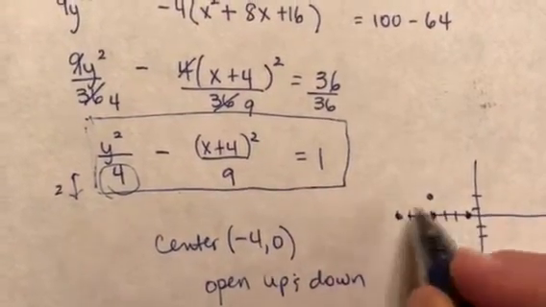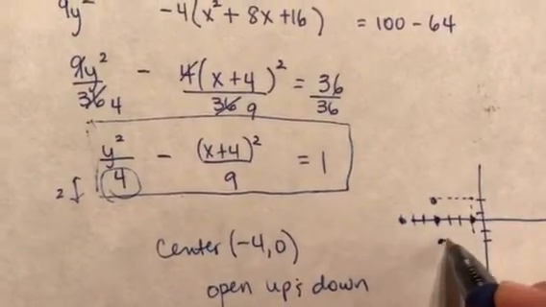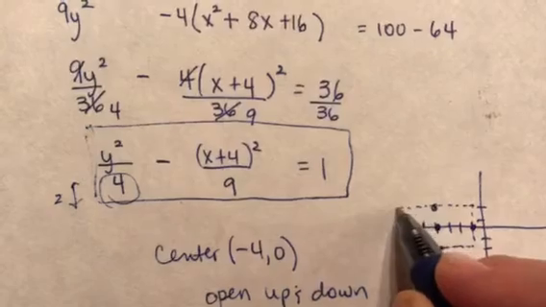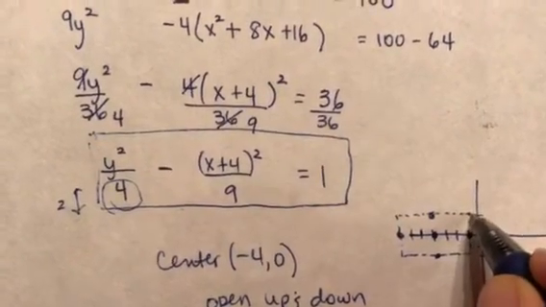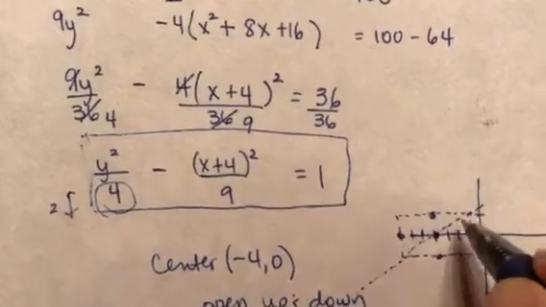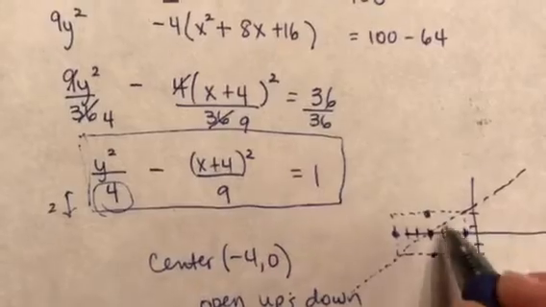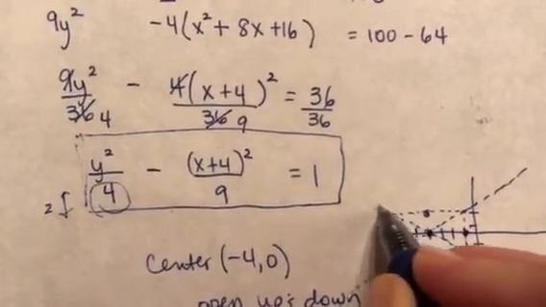If this is an ellipse, I'd be done, but it's not. It's a hyperbola. So I'm going to do my little box right here, my little rectangle. Then put in your asymptotes. And remember, your asymptotes need to go through the corners and extend all the way. It's going to look something like this. Okay, so it looks like this.